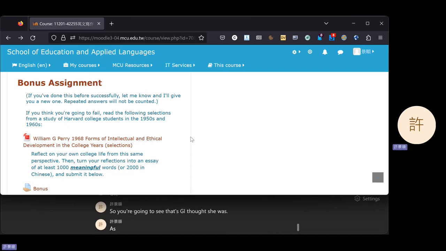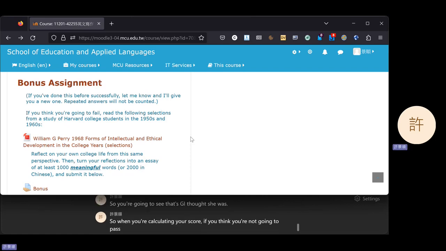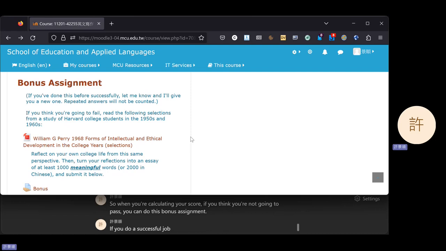So when you're calculating your score, if you think you're not going to pass, you can do this bonus assignment. If you do a successful job, your lowest score will be a passing grade.